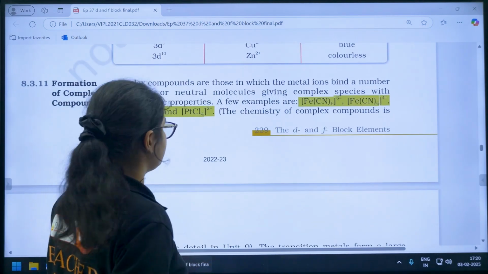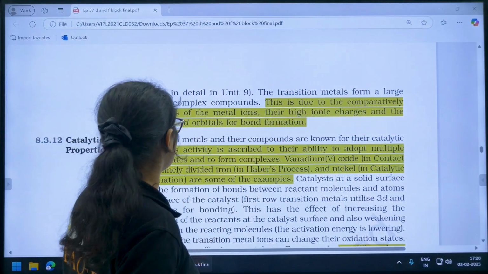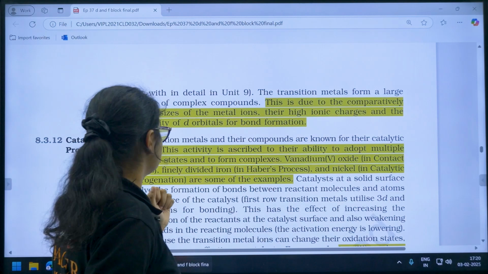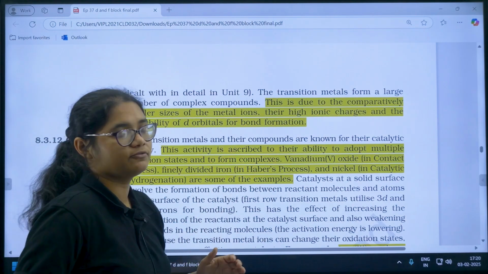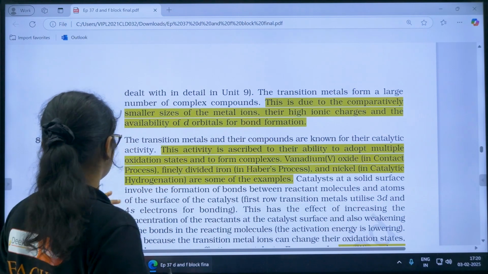Then moving to complex compounds. So what is the reason for forming complex compounds? That is due to the comparatively smaller size of the metal ions, high ionic charges, and the availability of d orbitals for bond formation. So three points, it can easily be a 3-marker question. So make sure that you learn this.